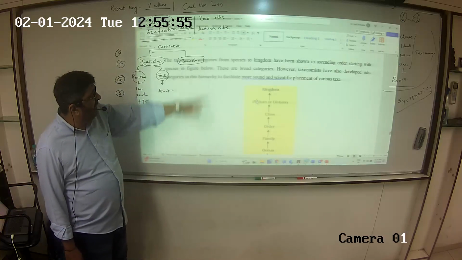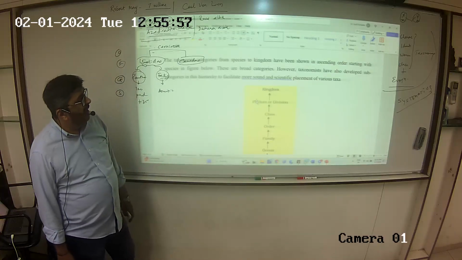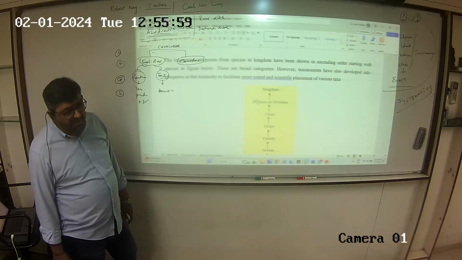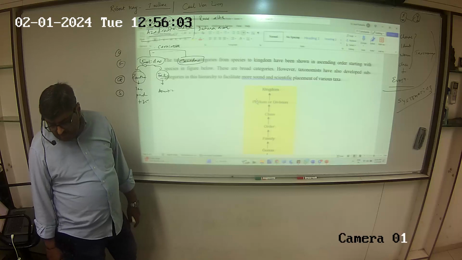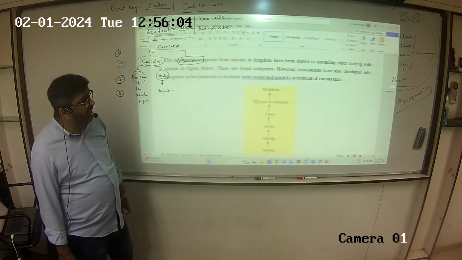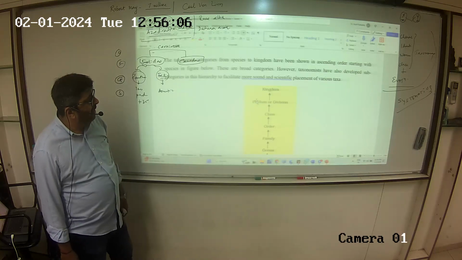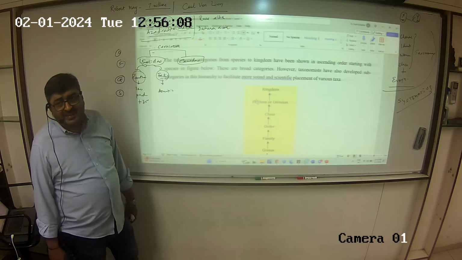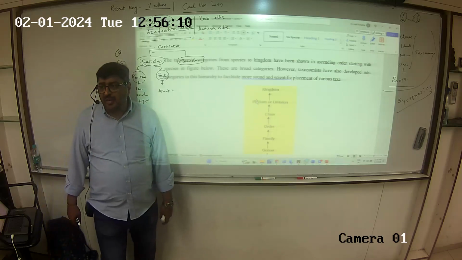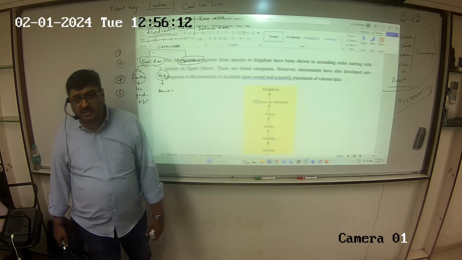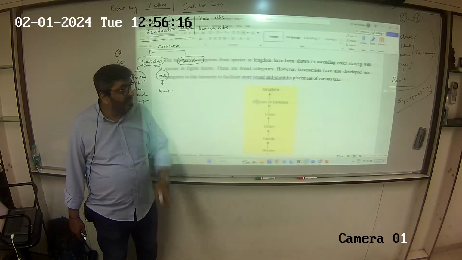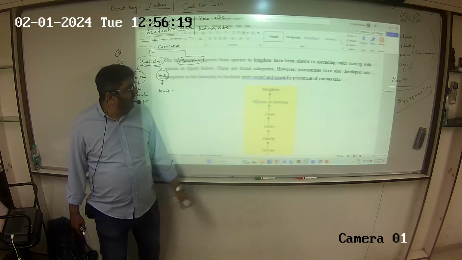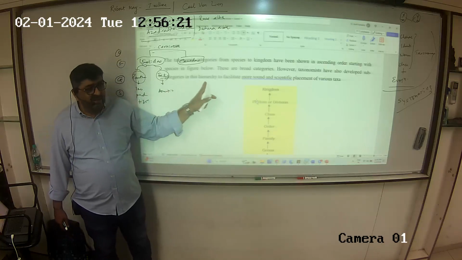The taxonomic categories from species to kingdom have been shown in ascending order. The diagram is NCERT based. Can you see the direction? It is ascending order. Now these 7 categories shown in the diagram are broad categories. Broad but obligatory categories. Taxonomists have developed subcategories in this hierarchy.